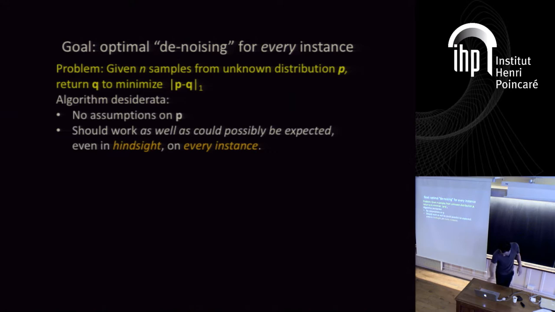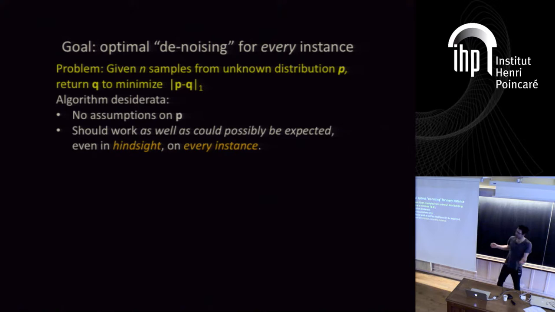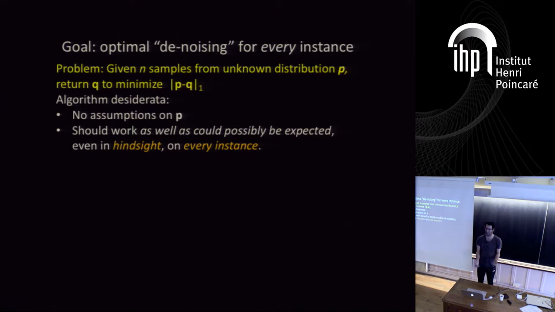Okay, and what do we want? Well, we don't want to make any assumptions on the true distribution p. And ideally, we would like our algorithm to work as well as could possibly be expected, even in hindsight, on every instance. Okay, so if we're given our samples, we output our estimate, and then if someone later on were to come and say, hey, the true distribution is this other thing, why did you do this? We'd like to be able to explain, look, we really did the best we could given our samples. Okay, and somewhat surprisingly, we'll be able to actually do this.